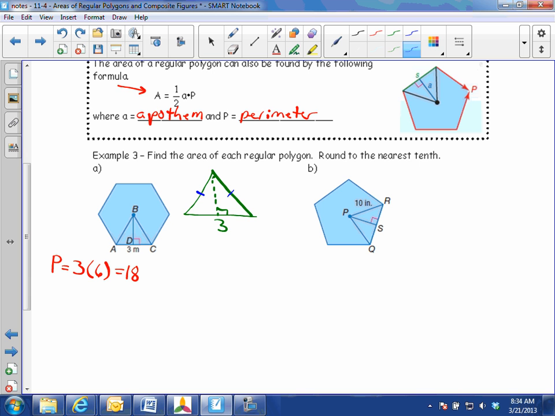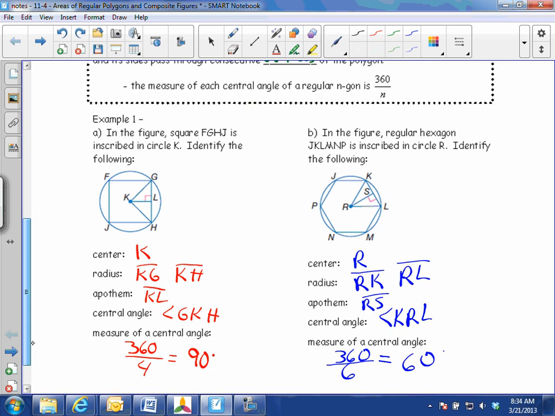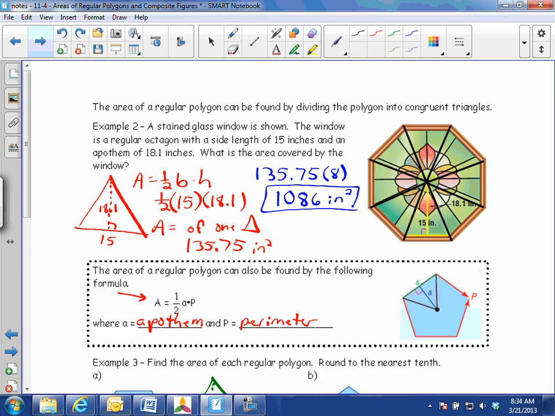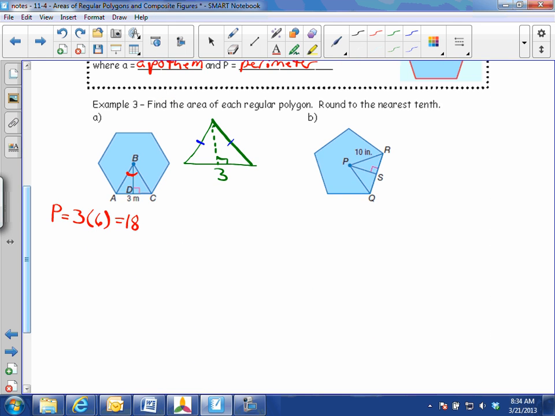So that would be 64. Awesome. Remember when we went back here, we said we can find the measure of a central angle? So we can find this angle by taking 360 divided by what? 6, because there are 6 sides, which gives us 60. Now you have to be very careful because it is this whole angle that is 60 degrees.